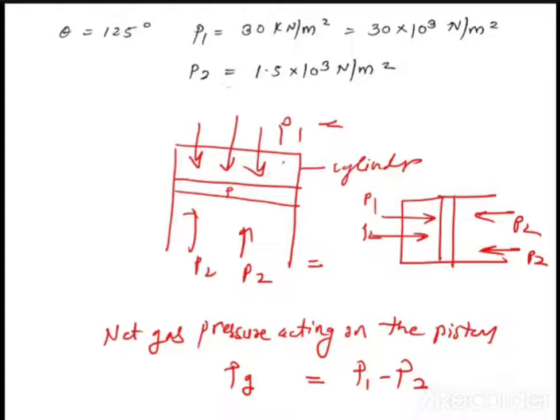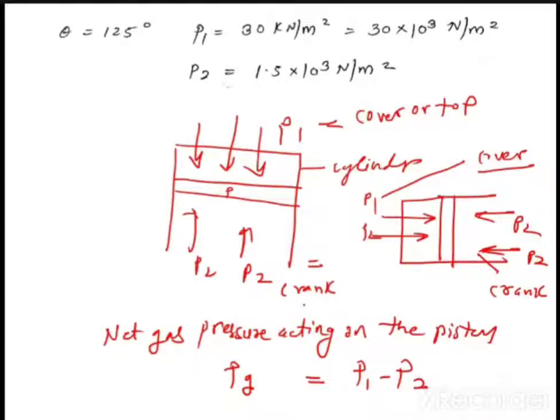This P1, they have said, is acting where? Pressure above the piston. So P1 is above the piston, P2 is below the piston. Similarly, in the horizontal engine, P1 is acting on the cover side of the piston, and this is the crank side. P2 is acting at the crank side, or the bottom side. P1 is at the cover side, or you can say behind the piston, and P2 is beyond the piston. I hope you understand this.